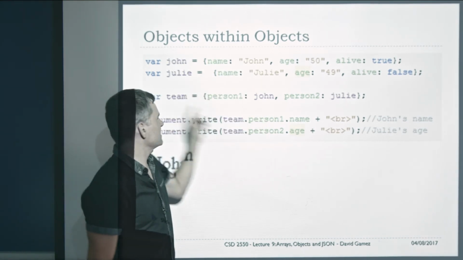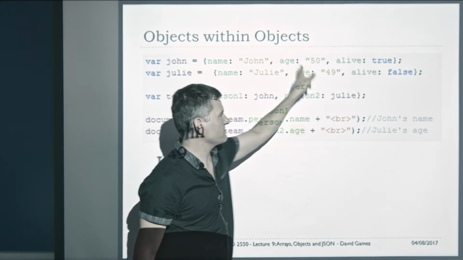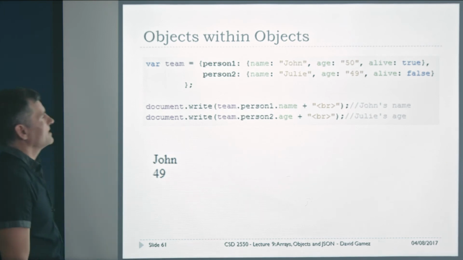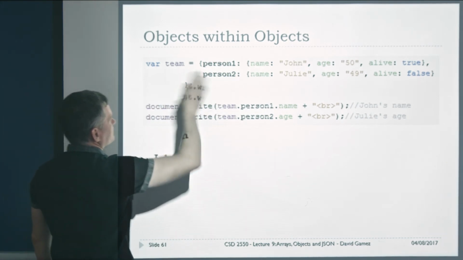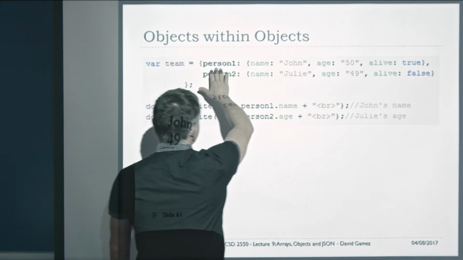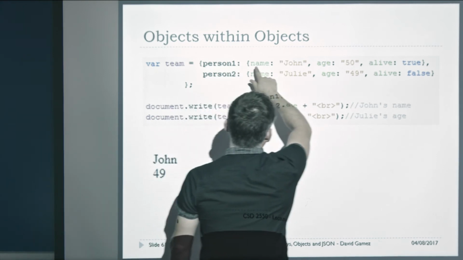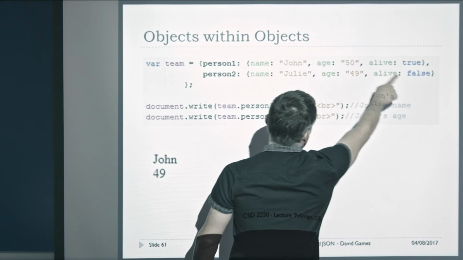And the same one with team.person2.age is pointing to this part of the data here. And in a similar way to the array example, we can actually create this all at once. We can have team, and then person 1 is the key, and then the value, instead of just creating the object separately, we can just point it to another object here.